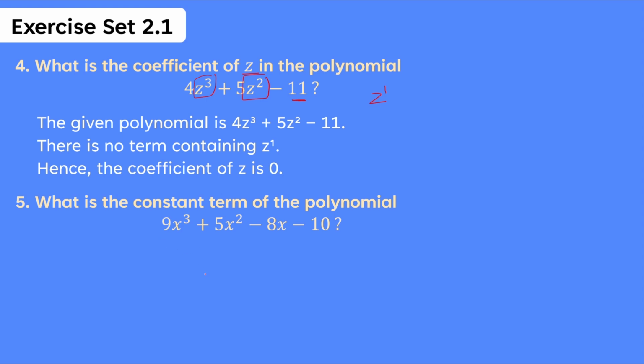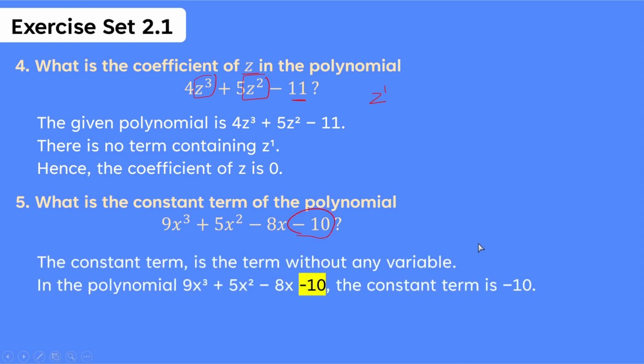Now the last question of this exercise, what is the constant term of the polynomial? So what is a constant? A constant is a number that appears on its own. It doesn't have any variable attached with it. So which is this number? -10. The constant term is a term without any variable. So in the polynomial 9x to the power of 3 or 9x cubed plus 5x squared minus 8x minus 10, the constant term is -10.